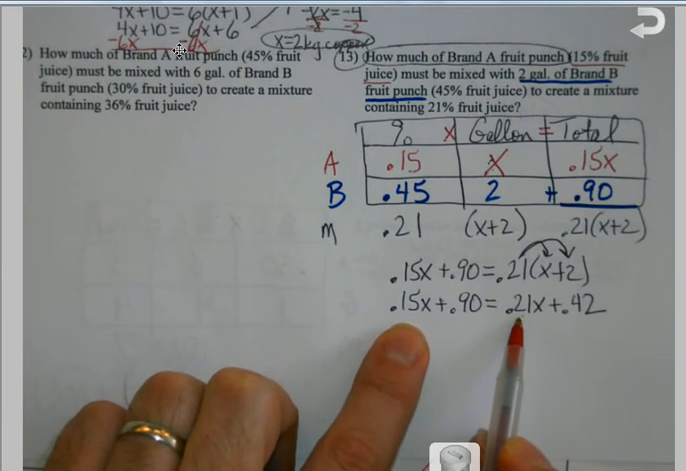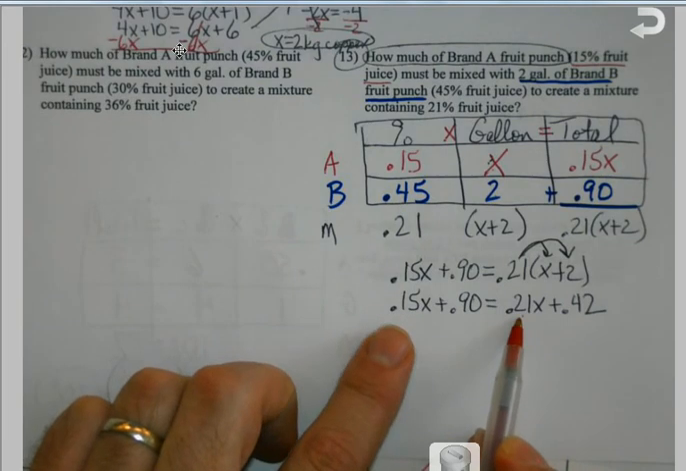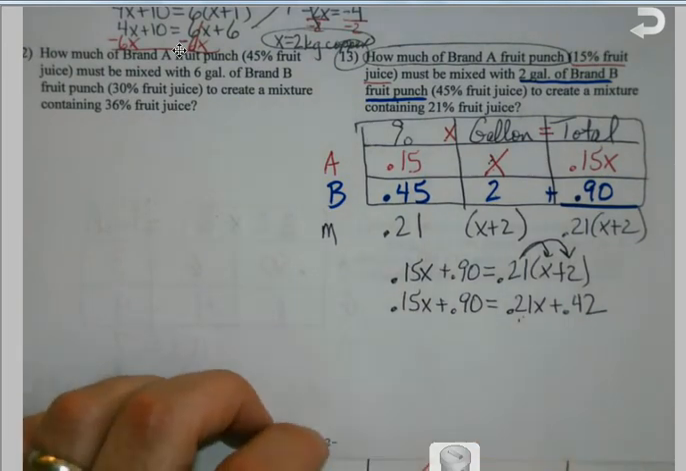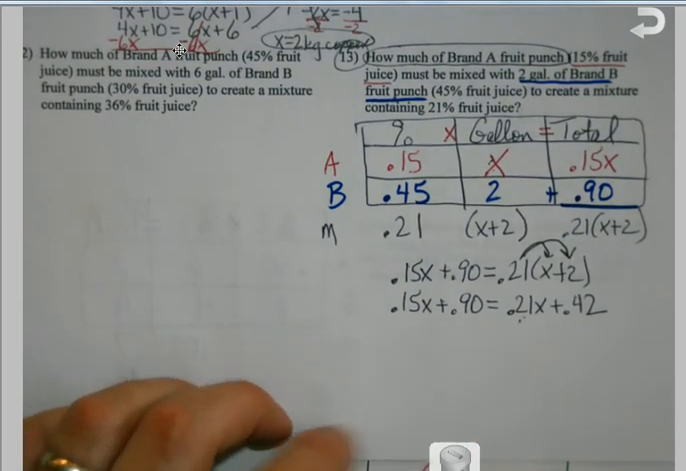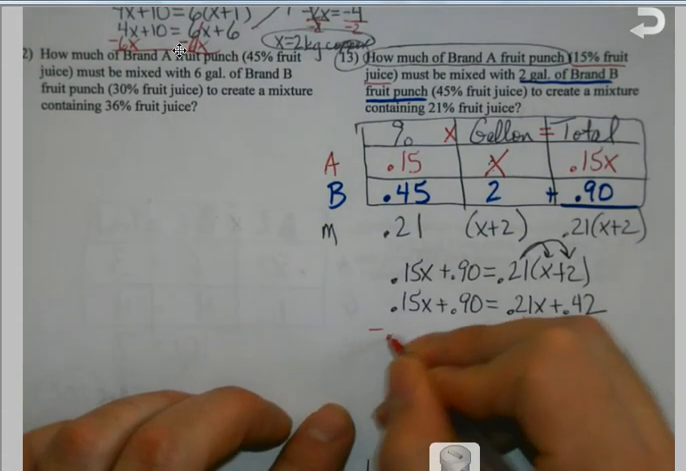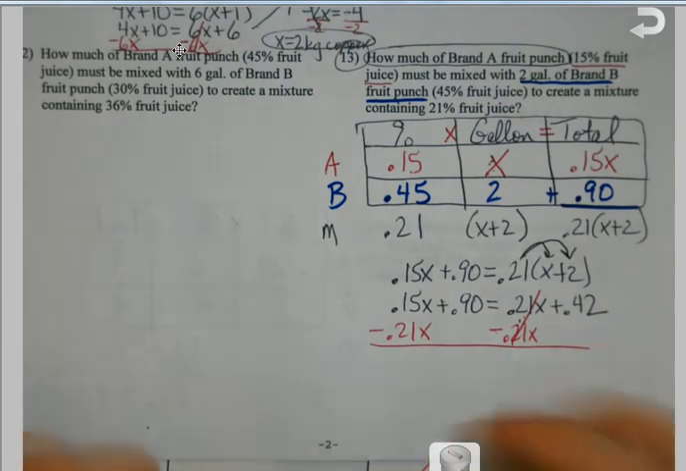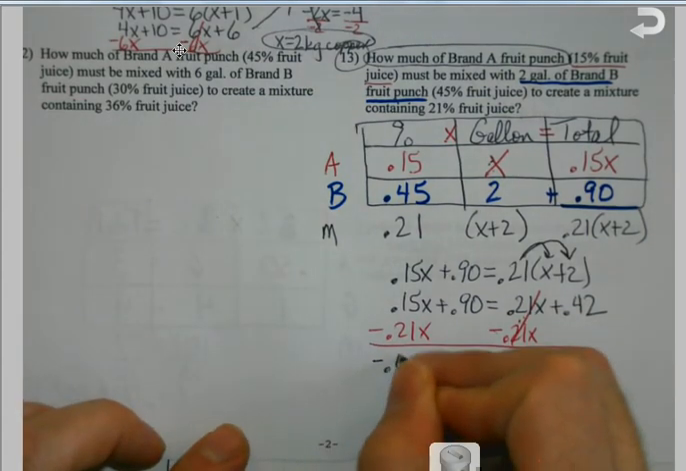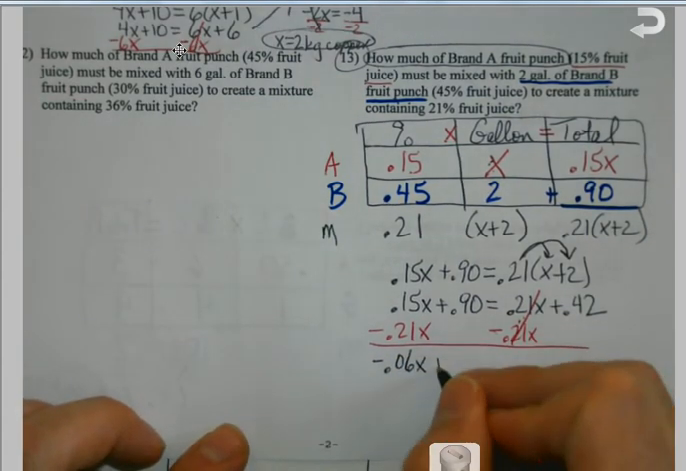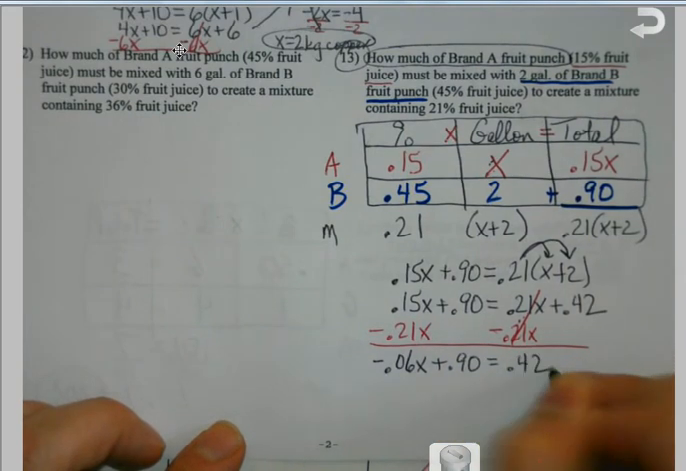Okay, if we're going to move the 0.21, how do I do that? Do I just say 21, I'm going to put it over here? Subtract. Okay. So that would be a negative 0.06x. Okay, and so those are gone.